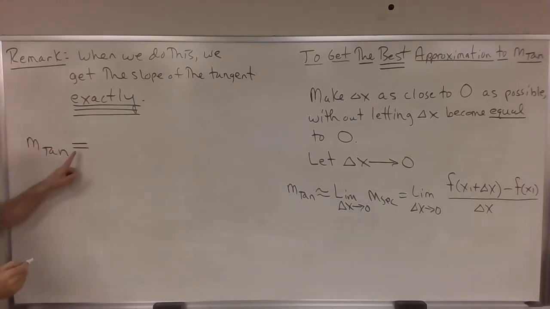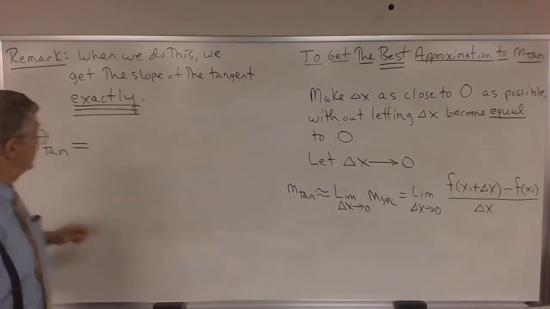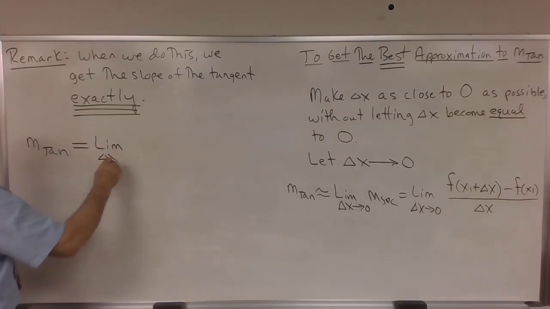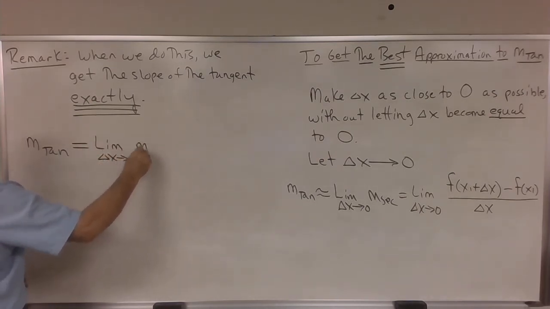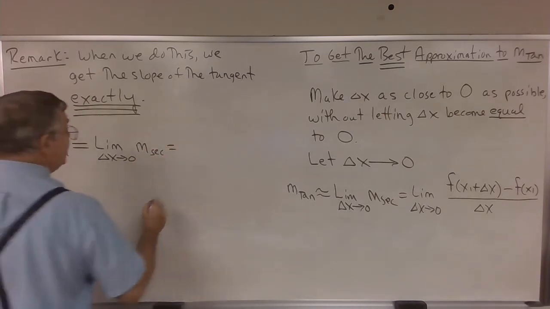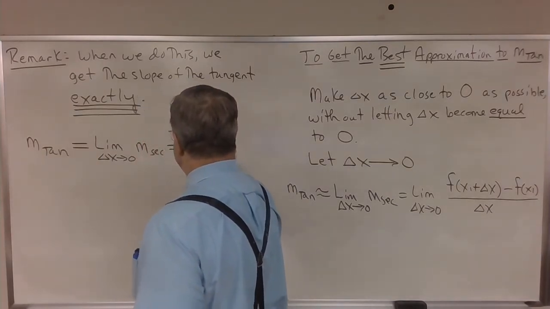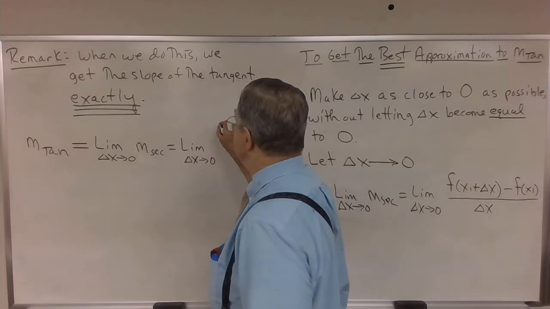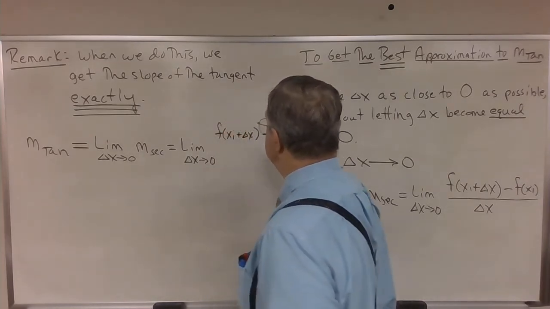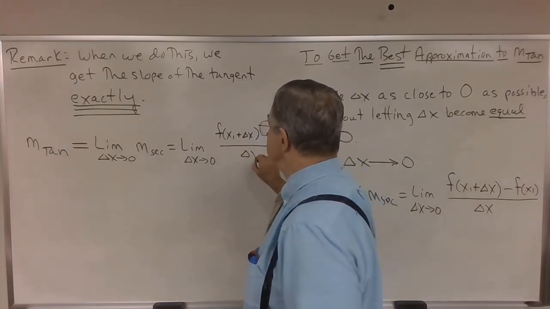So we won't say approximately equal here, like we did here. We'll say exactly equal to the limit as delta x goes to 0 of the slope of the secant, which is the limit as delta x goes to 0 of f of x of 1 plus delta x minus f of x all over delta x.